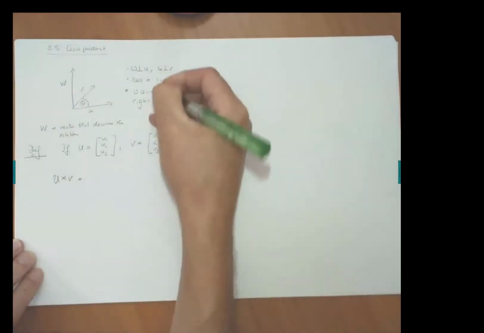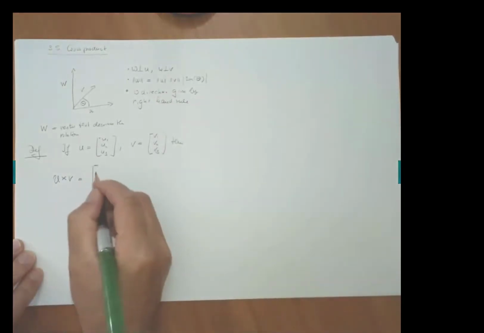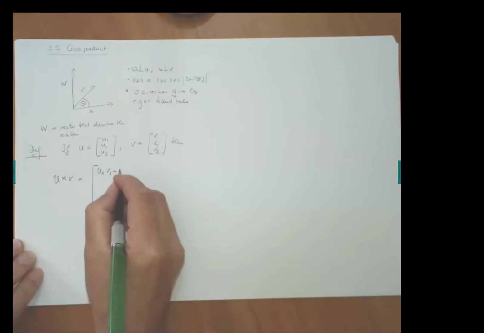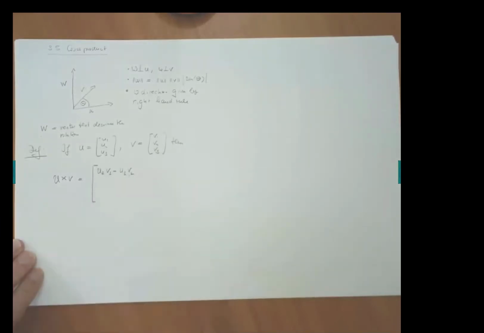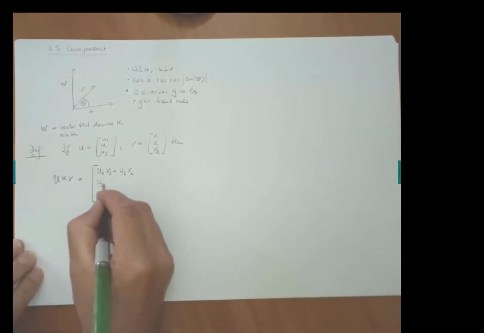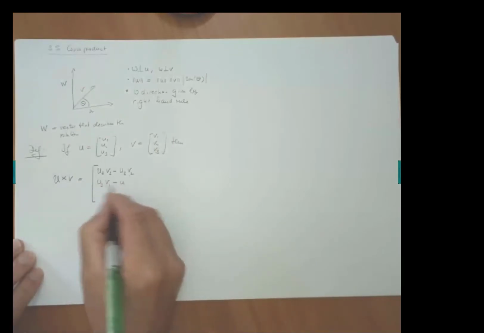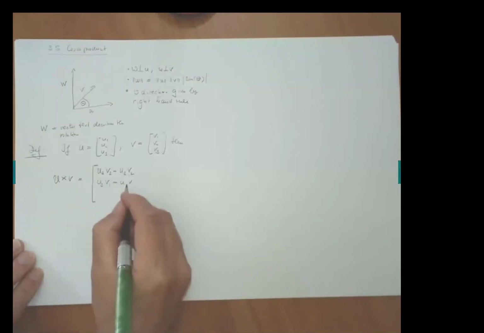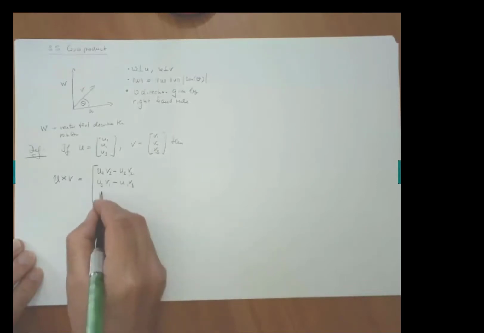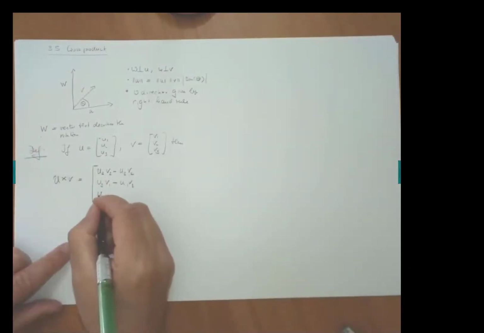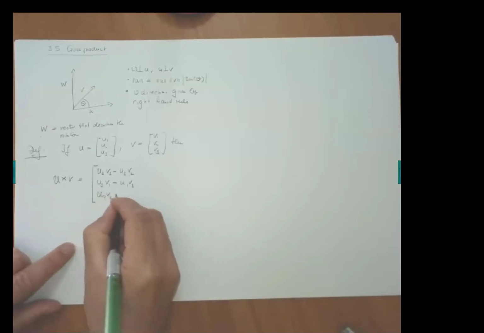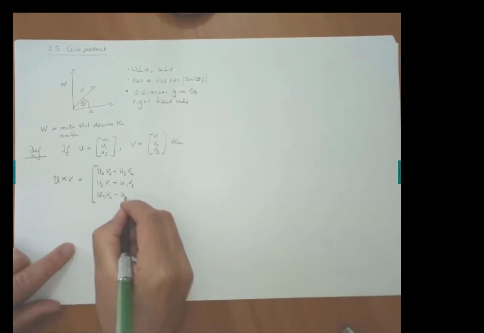Then, based on these three properties, you can show that we get the following result. The cross product, the first component is U2 times V3 minus U3, V2. So 2 and 3 just changed position. Then we have U3, V1 minus, and again, 1 and 3 just changed position. And then, oops, sorry, I like to start with U all the time. Then we get U1, V2 minus U2, V1.